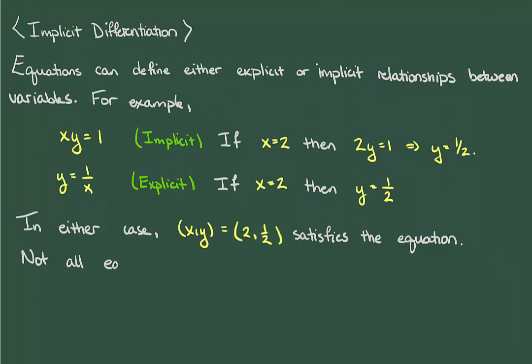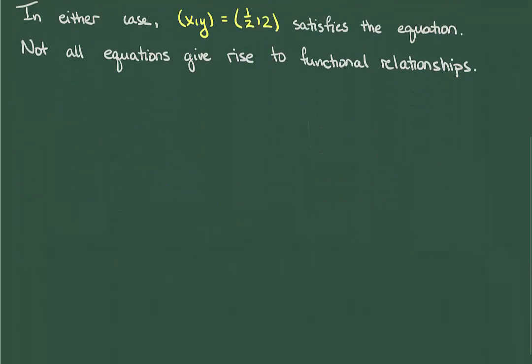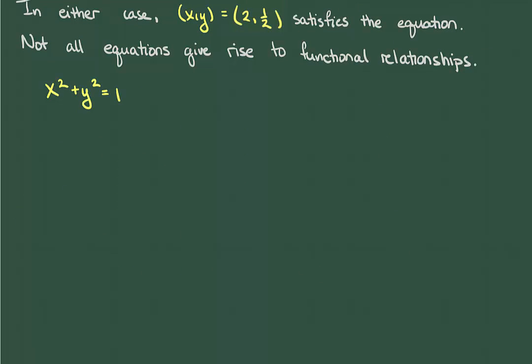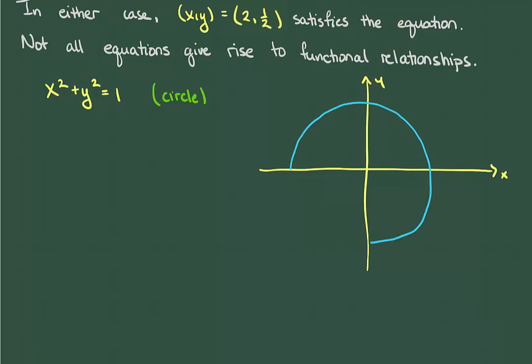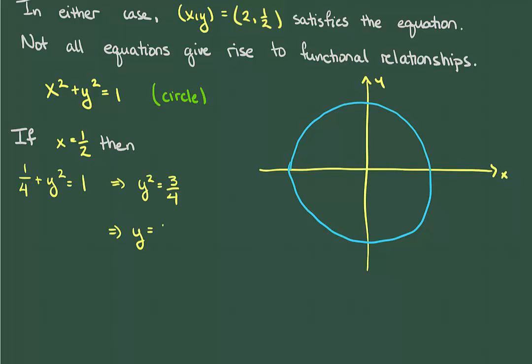Now, however, not all equations give rise to functional relationships. That is, not every implicit relationship has a corresponding explicit relationship. A classic example is that of the circle, whose equation is given by x squared plus y squared equals 1. If we're given the point x equals 1/2 and we plug that into this equation, we can solve for y. However, this one value of x produces two y values, which says that y cannot be a function of x. This is clear from the graph, which fails the vertical line test when x is equal to 1/2.